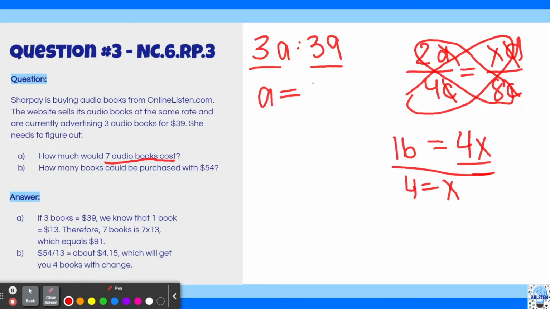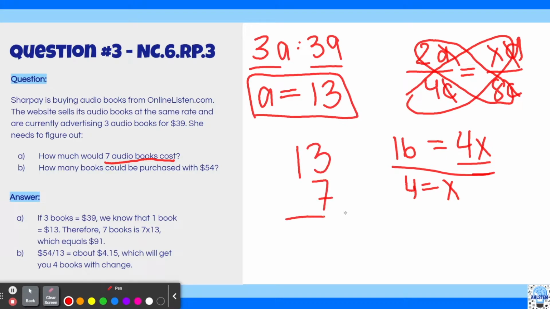What's 39 over 3? 13. That means 1 audiobook costs $13. So we want to figure out how much 7 audiobooks would cost. Simply, we do 13 times 7, which is 91. So 7 audiobooks would cost $91.